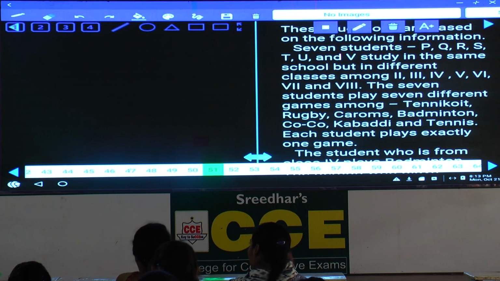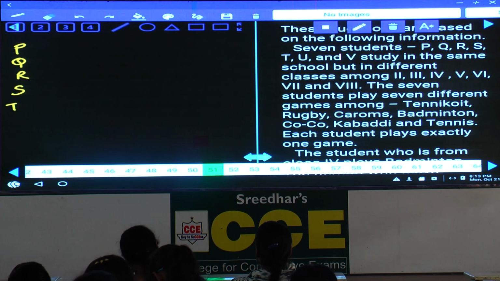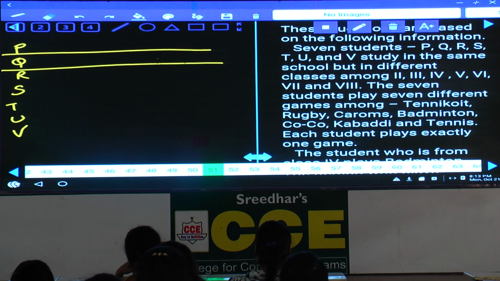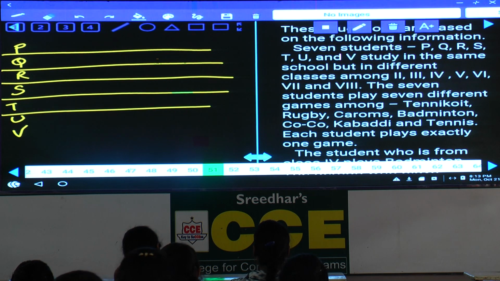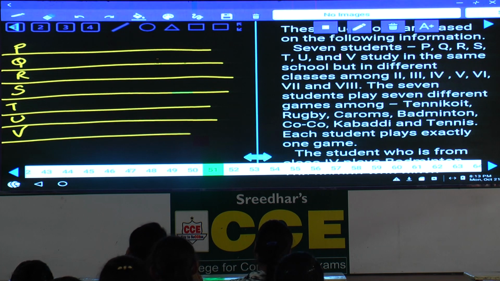As 2 parameter distribution, what do we need to do? First we need to fix the persons. And who are the persons here? P, Q, R, S, T, U and V. Now P, Q, R, S, T, U and V are the 7 persons we have. Now for these 7 persons, the first parameter is the class in which they are studying, and the next one is the game they like. And they play 7 different games. Then condition number 1.